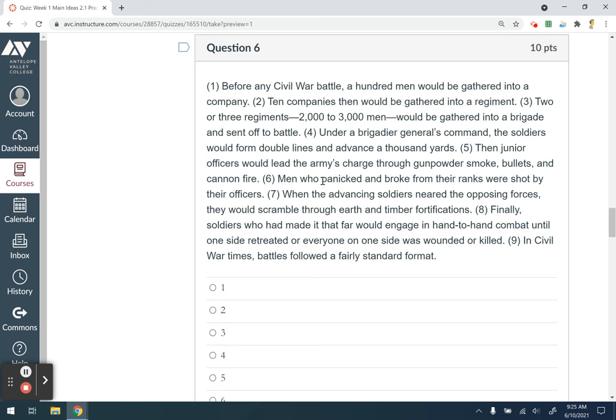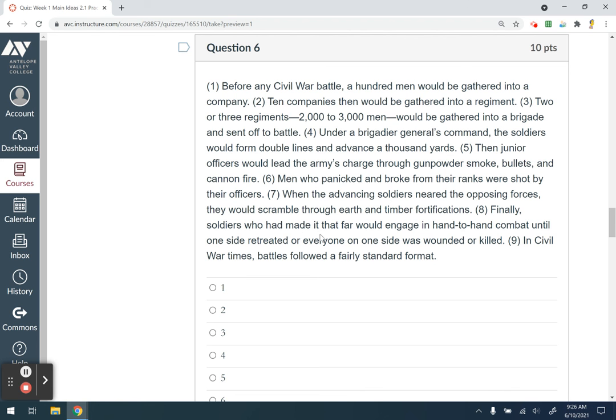Before any Civil War battle, 100 men would be gathered into a company. 10 companies then would be gathered into a regiment. 2 or 3 regiments, 2,000 or 3,000 men, would be gathered into a brigade and sent off to battle. Under a brigadier general's command, the soldiers would form double lines and advance 1,000 yards. Then junior officers would lead the army's charge through gunpowder smoke, bullets, and cannon fire. Men who panicked and broke from their ranks were shot by their officers. When the advancing soldiers neared the opposing forces, they would scramble through earth and timber fortifications.